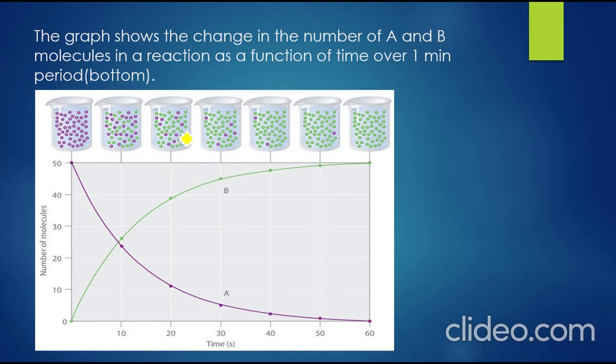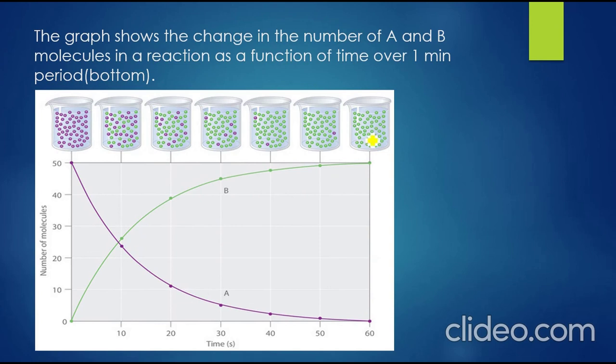Purple molecules are decreasing, or they are disappearing. And then as time is progressing, we can still see that we are losing purple molecules, and these green molecules are being formed. At the end of this same time, over the period of 1 minute, we can observe that we don't have any purple molecule in this bucket.